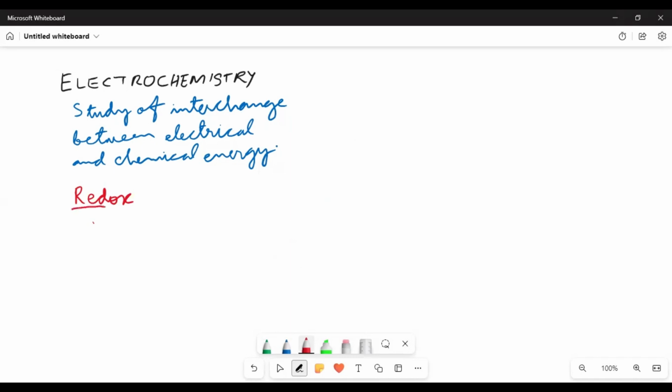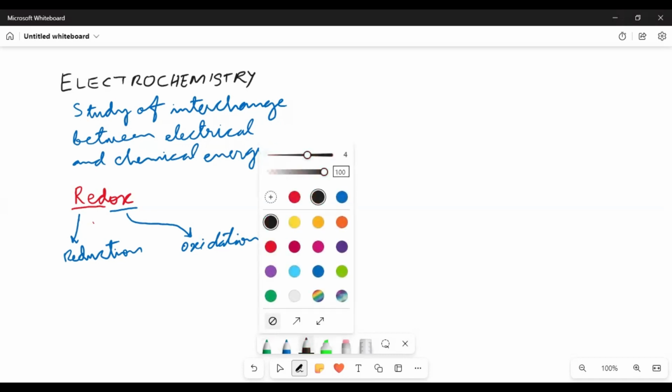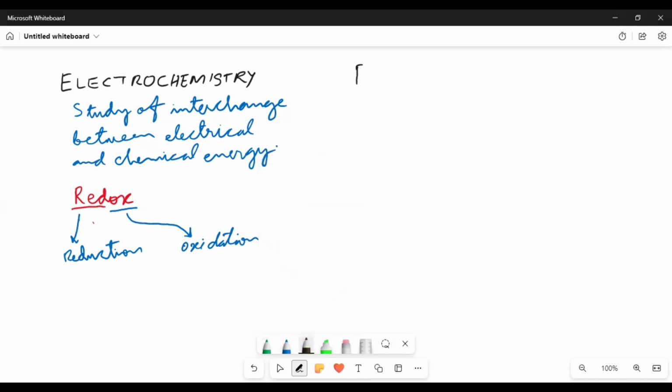Redox, the word red is coming from reduction, and ox is from oxidation. You can define reduction and oxidation in different ways. So see, we are discussing here in the form of a table: reduction and oxidation.